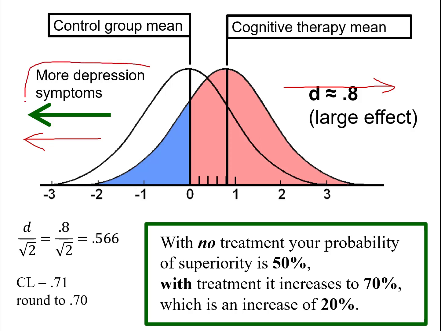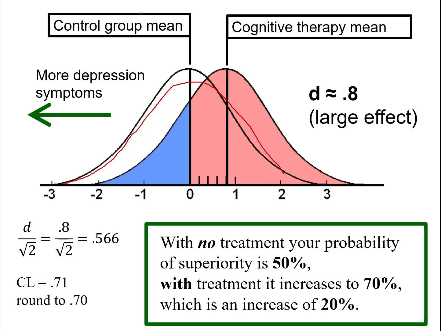And so I've labeled it more depression symptoms is going to the left in my picture. And I have the mean for my control group, the distribution of depression scores for my control group. And I've labeled that the control group mean is right here. And for my control group, I've marked off the standard deviation units at the bottom: 0, 1, 2, and 3.